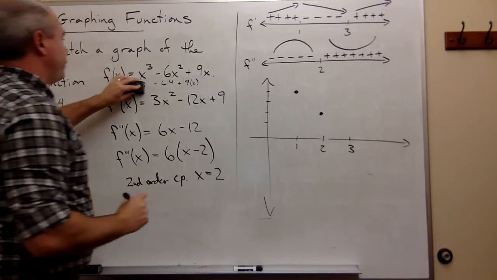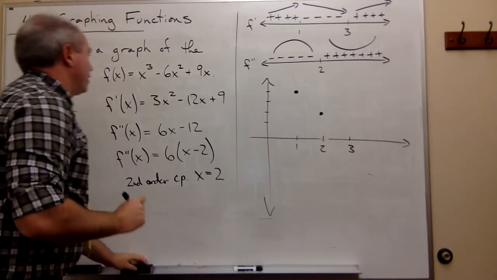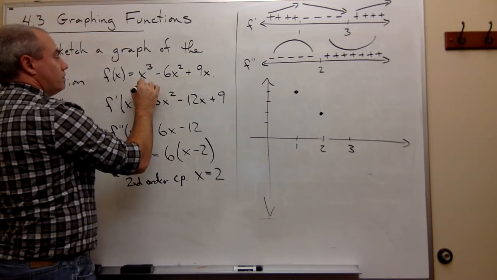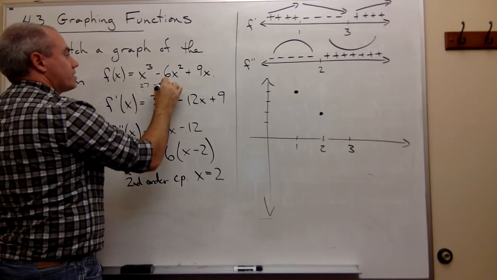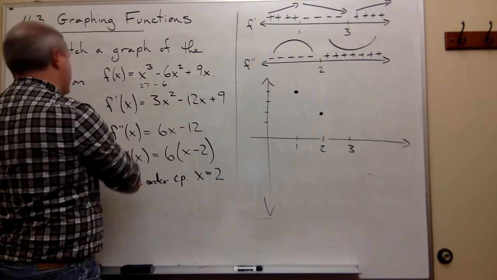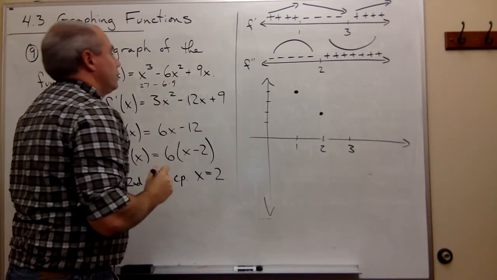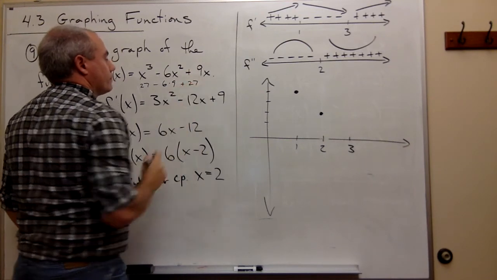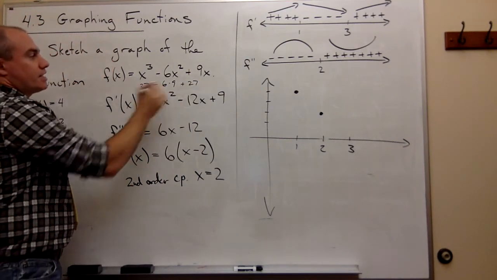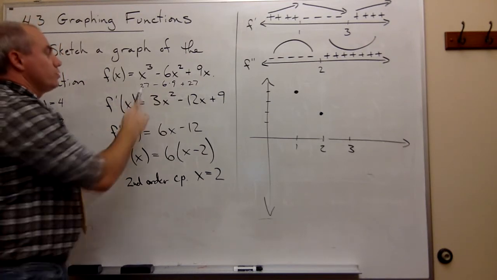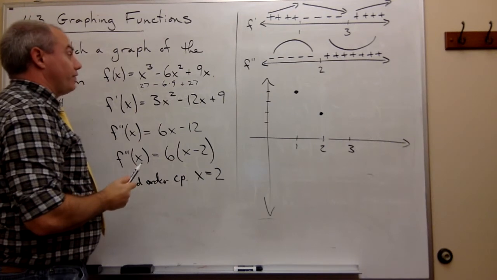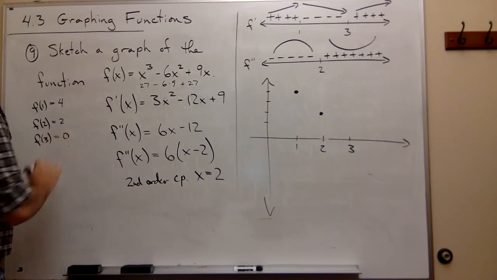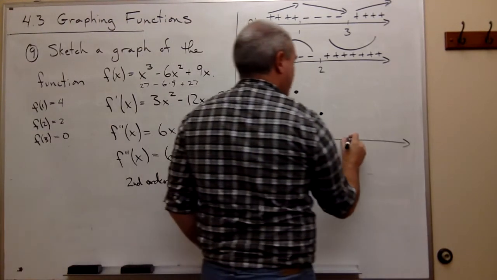And finally, f of 3, let's figure that out real quick. I get 3 cubed, which is 27, minus 6 times 3 squared, which is 9. And then I get 9 times 3, plus 27. Okay, 6 times 9 is 54. 27 plus 27 is 54. So I get 54 minus 54, or 0. So this is 0. So f of 3 is 0.